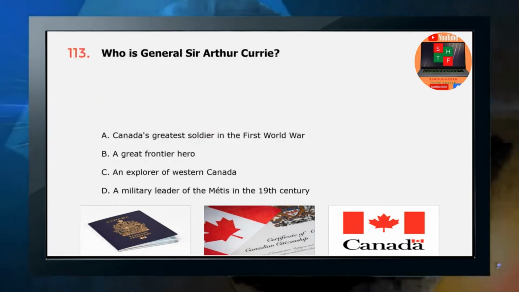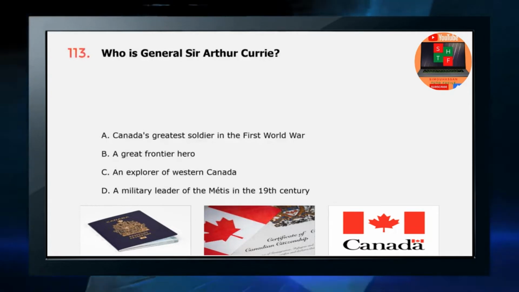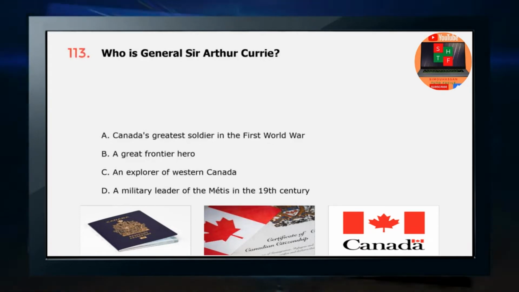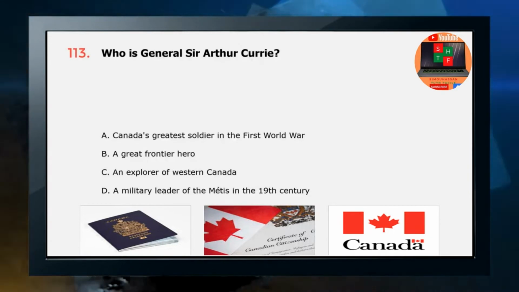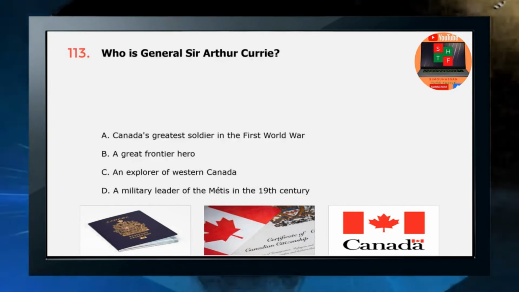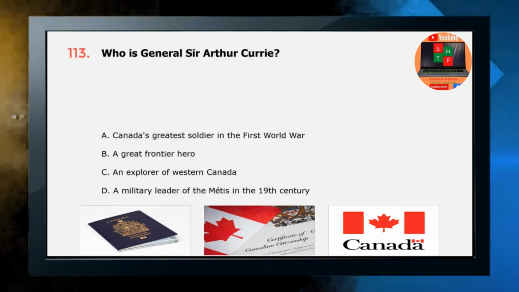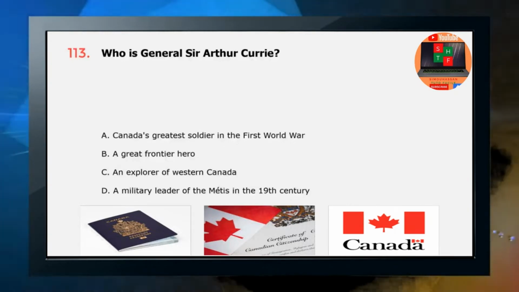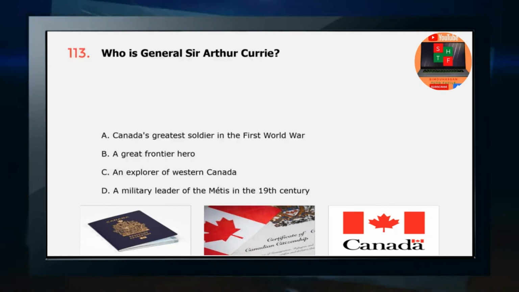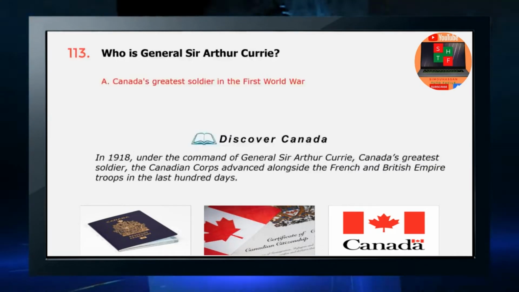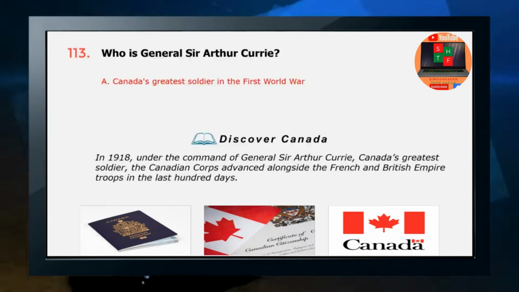Question 113. Who is General Sir Arthur Currie? A. Canada's greatest soldier in the First World War. B. A great frontier hero. C. An explorer of Western Canada. D. A military leader of the Métis in the 19th century. The answer is A. Canada's greatest soldier in the First World War.